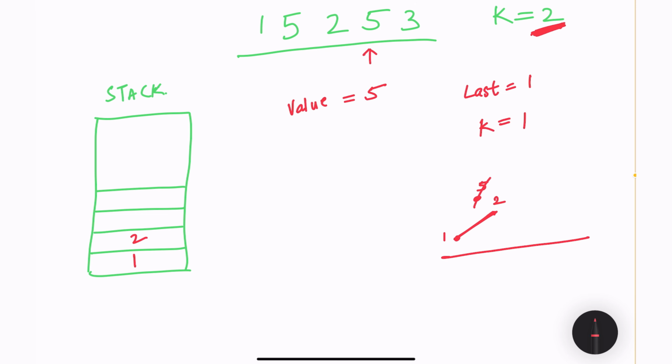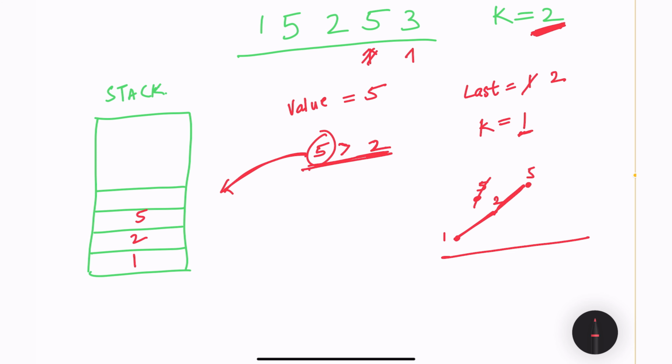New value is 5. My last value is 2. Comparing 5 and 2. 5 is greater than 2. It means it is not a dip. And if I put it on a graph, we will have something like this. So it is still incrementing. So we cannot remove it yet. My k remains the same. We will push 5 into the stack and increment our pointer.